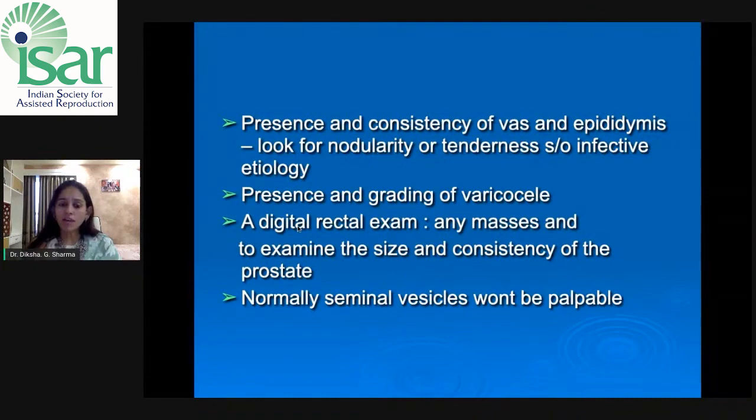The whole evaluation of the male will not be complete unless you also do a digital rectal exam, especially if there are no positive findings till now. Do a DRE for any mass, and examine the size and consistency of the prostate. Normally, the seminal vesicles will not be palpable.